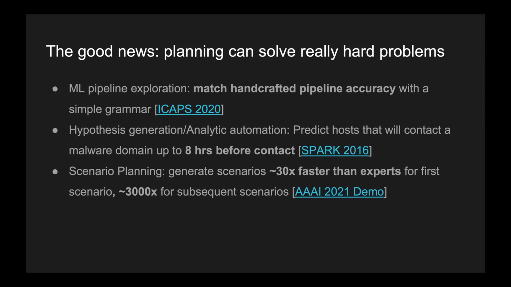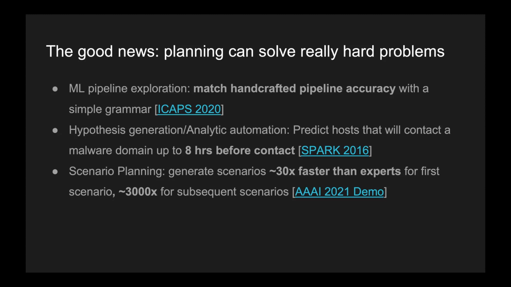There's the hypothesis generation and the analytic automation part. So in cyber, for instance, Shirin talked about the healthcare case, but in cyber, we are able to predict which host will contact the malware domain hours ahead before this happened. And this was before most neural models were in place. So we didn't compare against any of these, but this was kind of state of the art at the time.